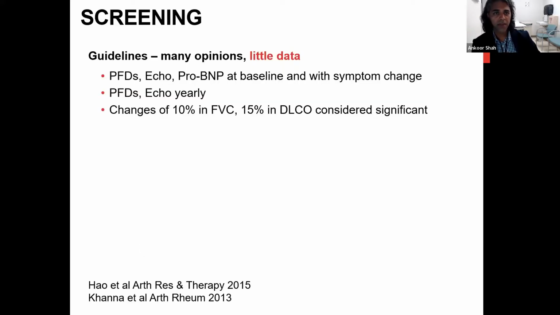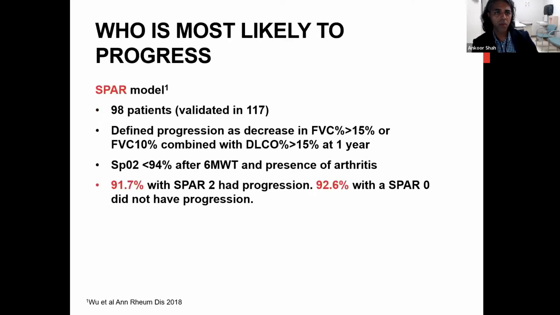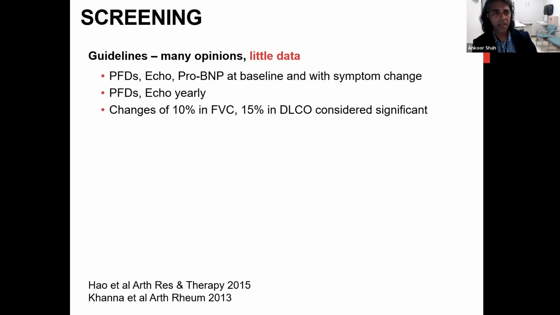Again, screening, there is very little in the way of data, but many opinions. For patients with scleroderma, we do get PFTs, echo, and a pro-BNP at baseline, and with symptom change. Others will do PFTs and echoes yearly. And if there's a change in an FVC or DLCO by 10% or 15% respectively, this is considered significant and may warrant further intervention.